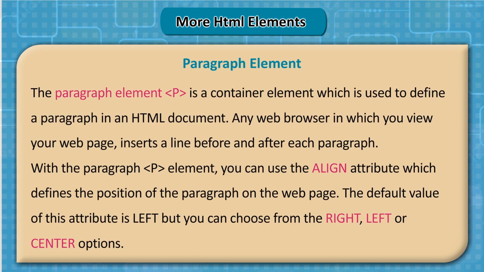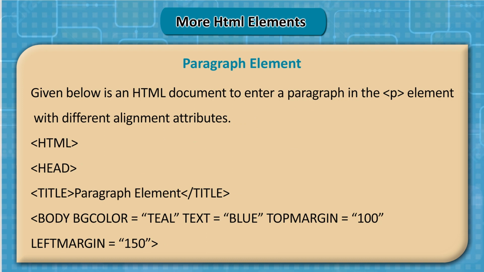Paragraph element. The paragraph element P is a container element which is used to define a paragraph in an HTML document. Any web browser in which you view your web page inserts a line before and after each paragraph. With the paragraph P element, you can use the align attribute which defines the position of the paragraph on the web page. The default value of this attribute is left, but you can choose from the right, left or center options. Given below is an HTML document to enter a paragraph in the P element with different alignment attributes.